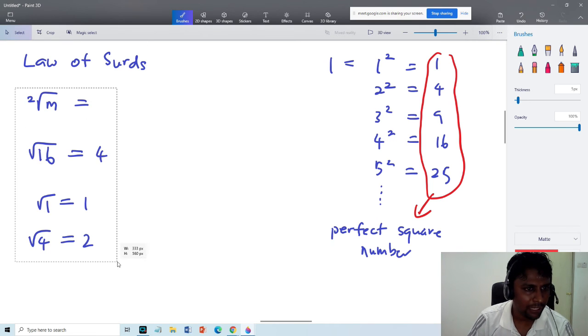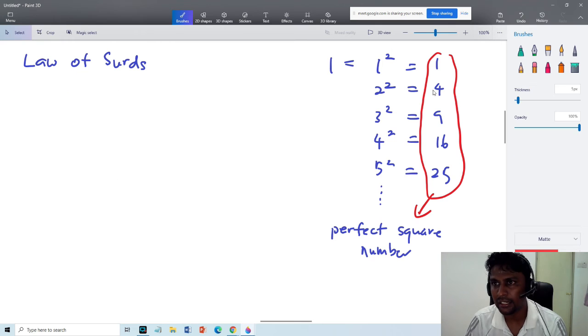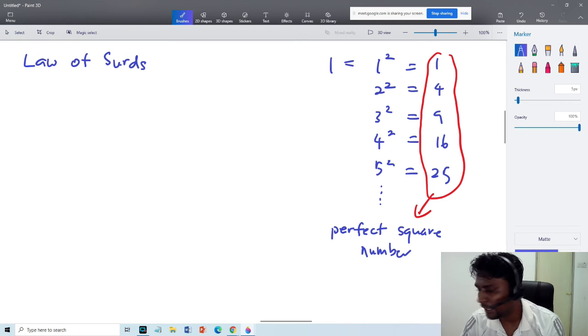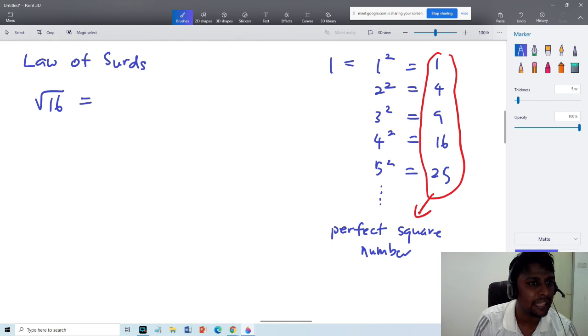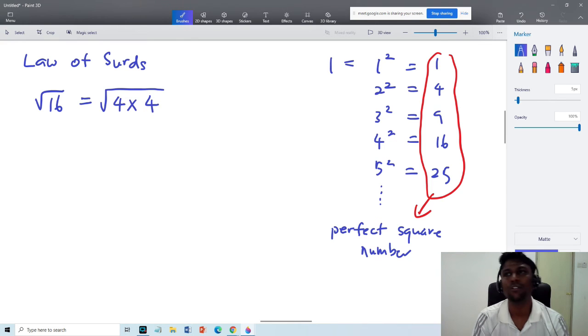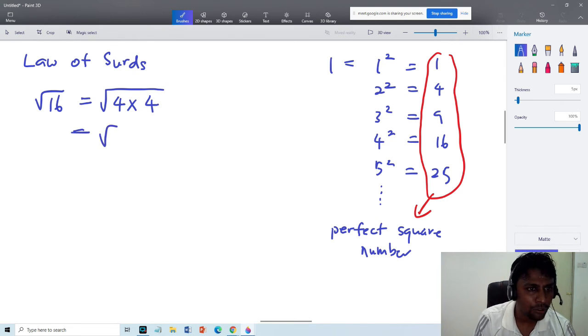Now back to the number. Again I go for 16. Actually, what I can do is break them. For example, I can put 4 times 4. I'm also allowed to do this. Square root 16, I can write as square root 4 times 4. 4 times 4 is actually what? 16.